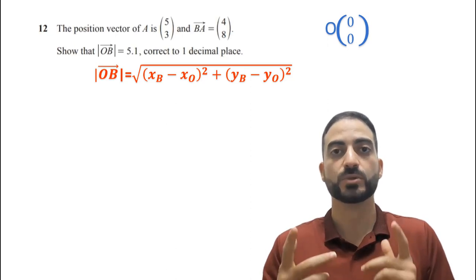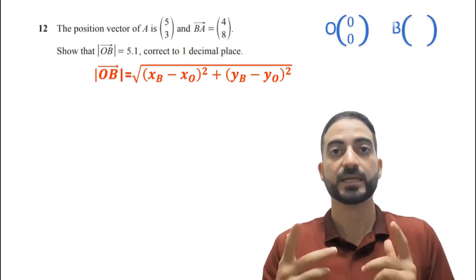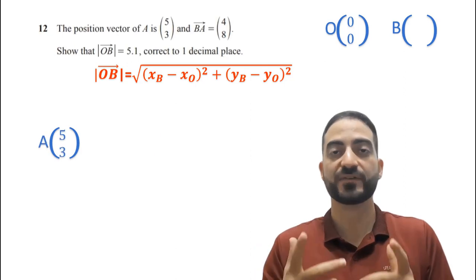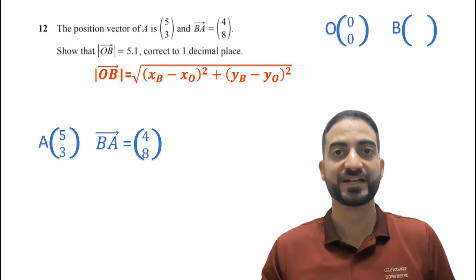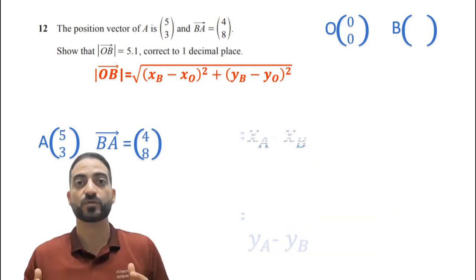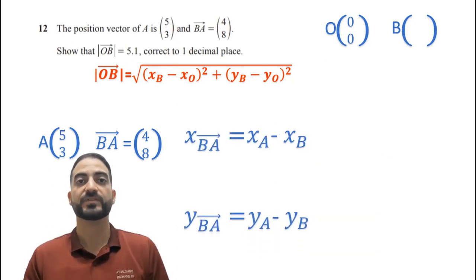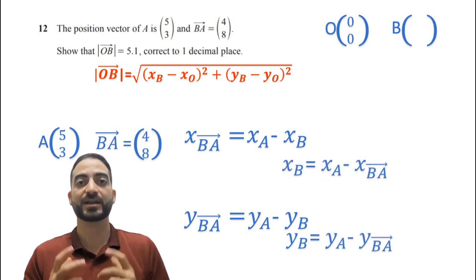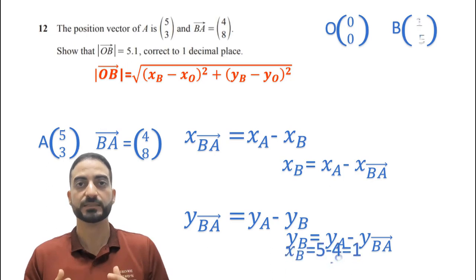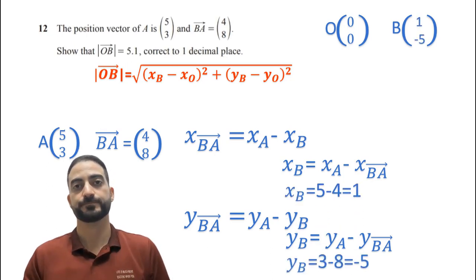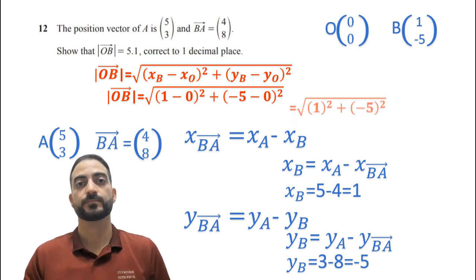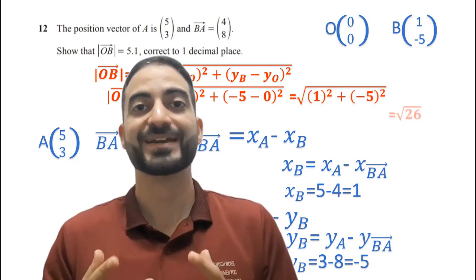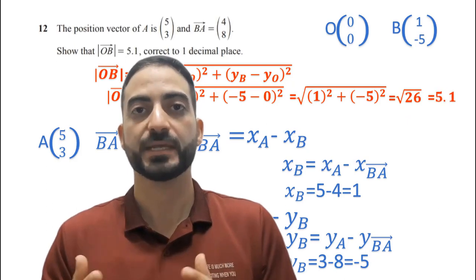As for the coordinate for B, we can obtain it through the point A and the vector BA. As we know, the rule for the vector is in this form. We have the point A and the vector BA, and we want to obtain the coordinate for B, so we get it in this form. Now we put it here in this rule. Then we get the magnitude of the vector OB.